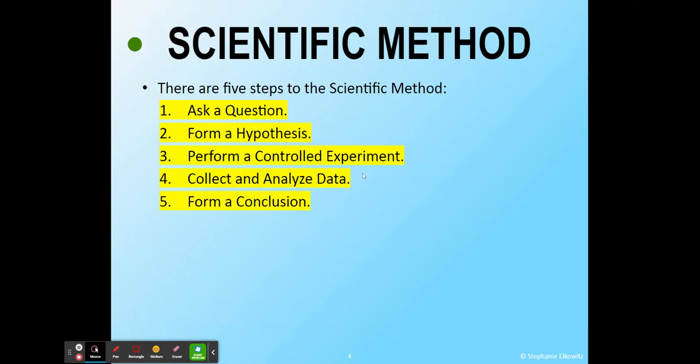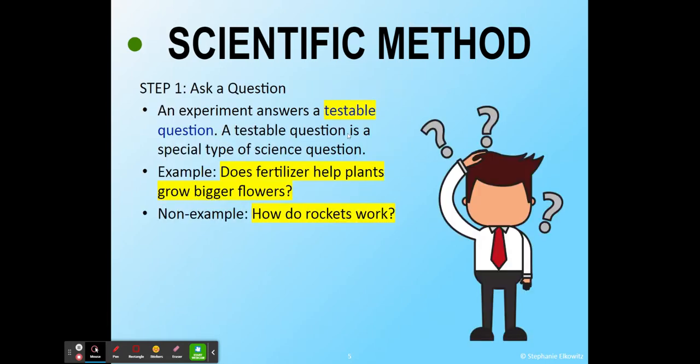All right, I'm going to go ahead and bring us on to step 1 of the scientific method. So the first thing you do in the scientific method is we ask a question. We're going to have an experiment that answers a testable question. So specifically, if we're going to ask a question with the scientific method, we have to be able to test it in some way. So this is a special type of scientific question.